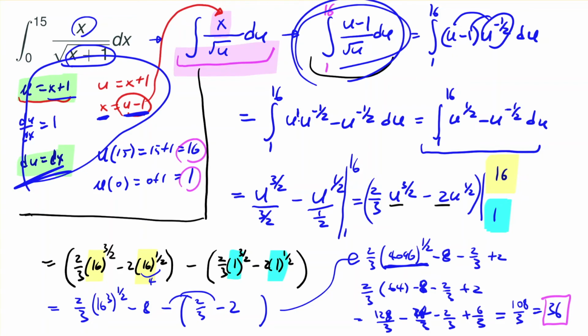And don't forget, when you do a definite integral using substitution, you also have to change the bounds. Oops. It was 0 to 15, but it changed to 1 to 16, right? So always keep in mind, change the bounds when you're doing u-substitution with definite integrals.